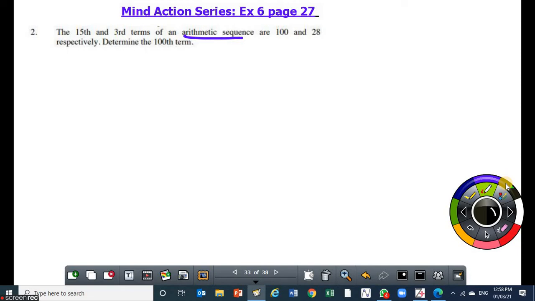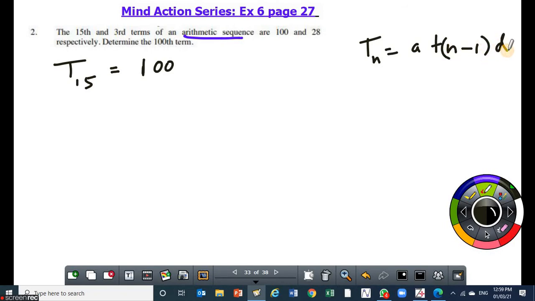So first thing here, I'm going to write T15 is equal to 100. But remember, the general term of an arithmetic sequence is Tn equal to A plus n minus 1 times D. So here is T15, which means where there is n, I'll put 15. Where there is Tn, I'll put 100. It's not difficult. Where there is A, I'll put A plus.